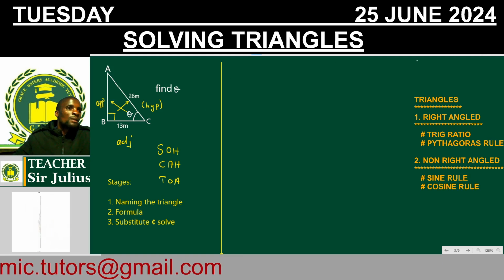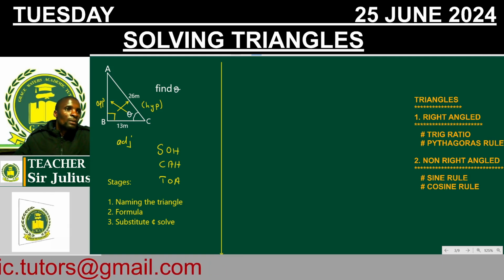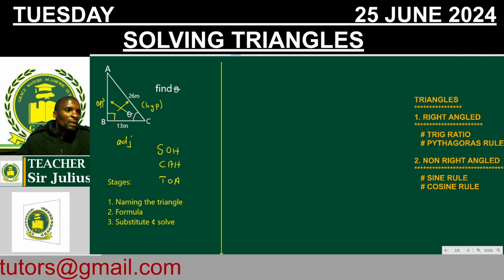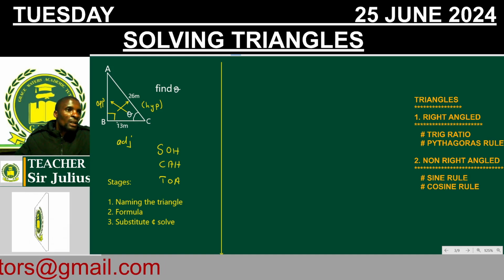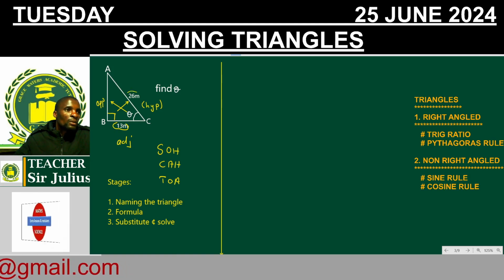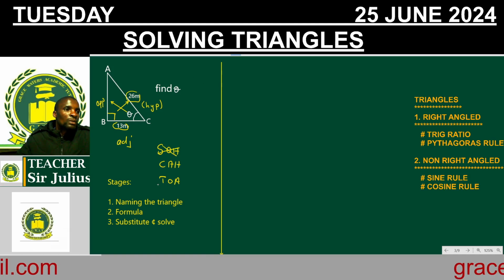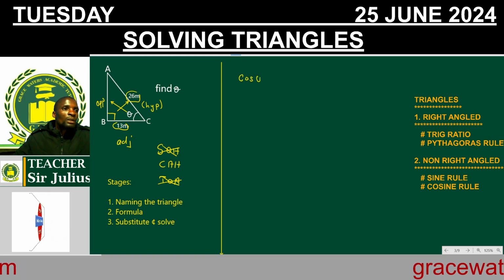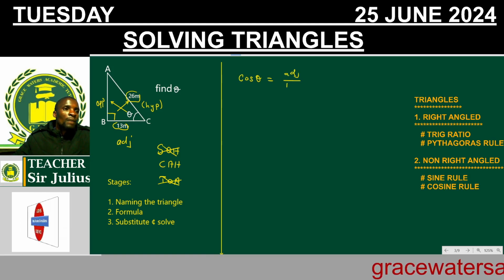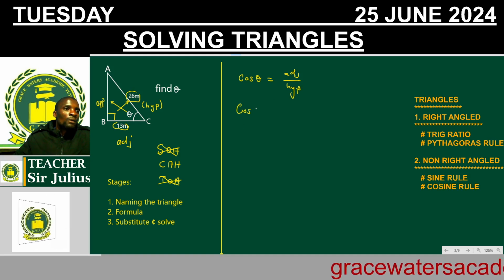Okay, we are going to write down the formula, and if I look, the question is giving me here 13, which is the adjacent, and 26, which is the hypotenuse. Okay, so I need something that is adjacent and hypotenuse, that is cos again. So I have cos theta equals adjacent over hypotenuse.